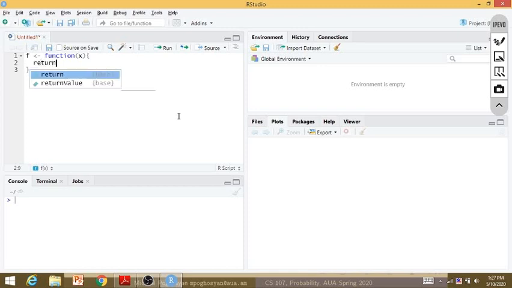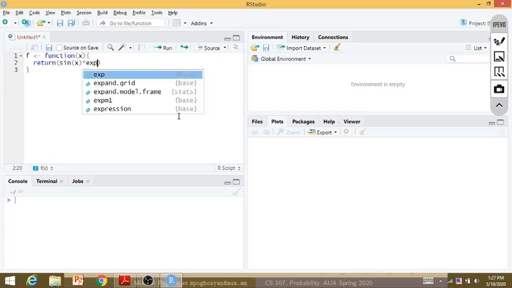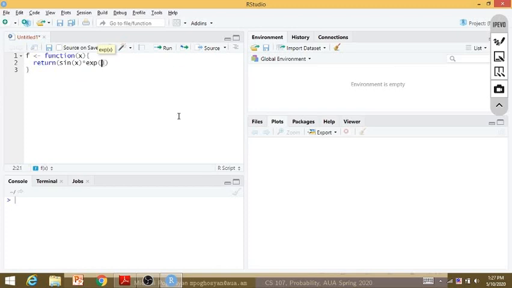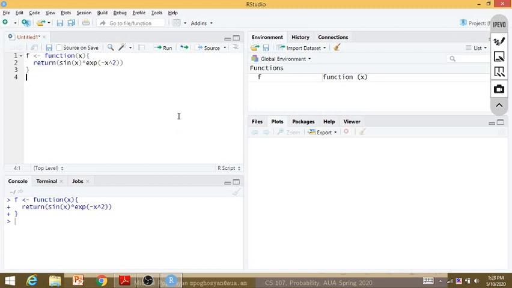Return. Yes, return. Function was sine of x times exponential minus x squared. And I'm running this, Control Enter. Yeah, I have that function.